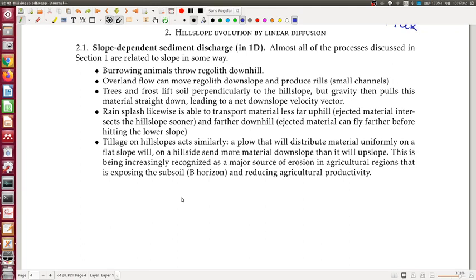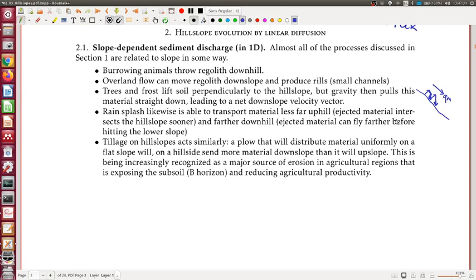Trees, via their tree roots and frost, can lift soil perpendicularly to the hill slope, but then gravity pulls this material straight back down, which leads to a net downslope velocity vector. And I'm just going to sketch this quickly over here, what we were talking about when I was showing you this schematic hillside. We have material being pushed up away from the hill slope, and then dropping straight back down onto the hillside, and then being pushed up away from it, and then dropping back down, and so forth.